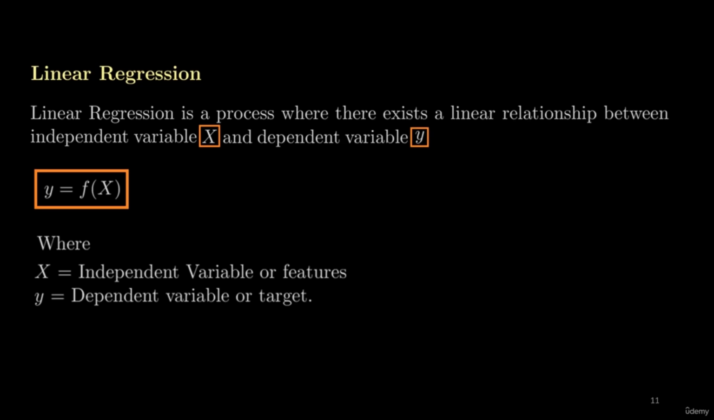Linear regression is a process where there exists a linear relationship between the independent variable and dependent variable. So this is the equation which is defining the concept of linear regression. This equation is saying that y is a function of x, or y is dependent on x, or the dependent variable is dependent on the independent variable, or y is dependent linearly on the independent variable. So this is the simplest equation which governs the idea of linear regression.